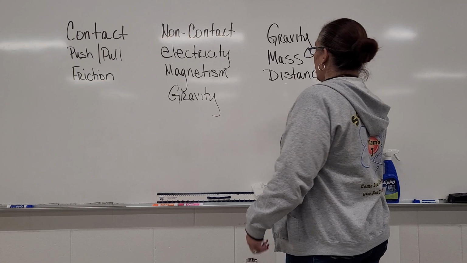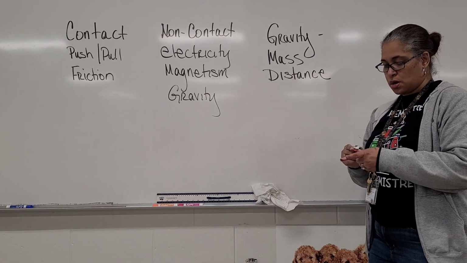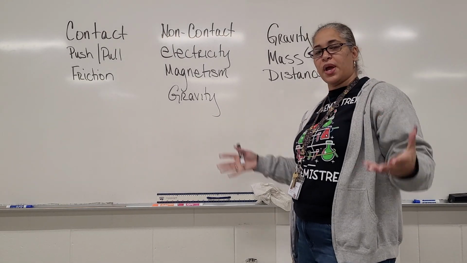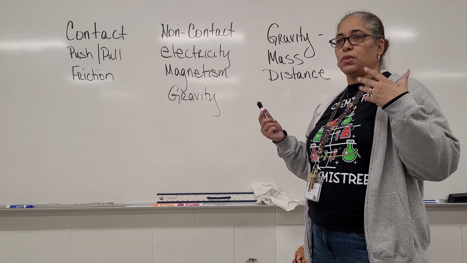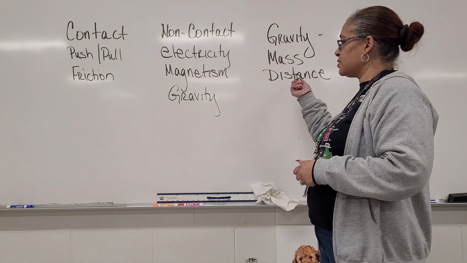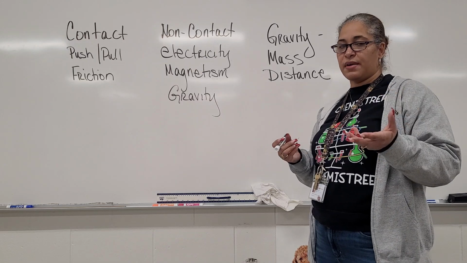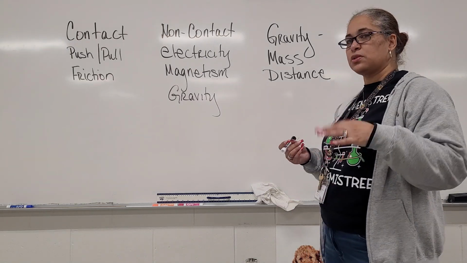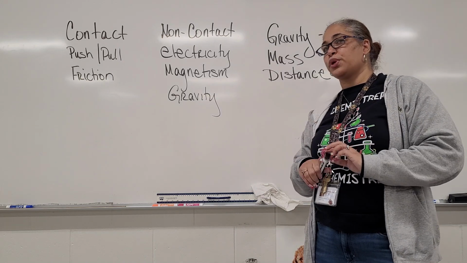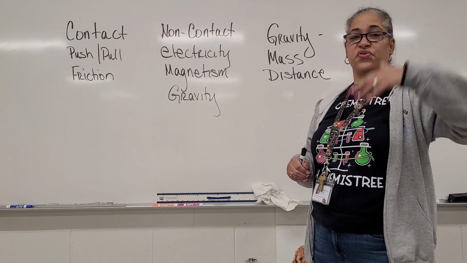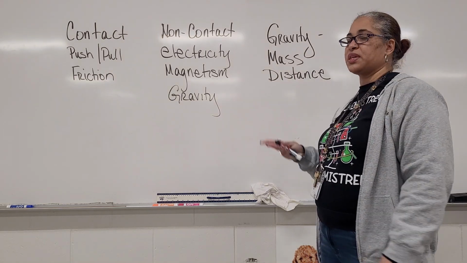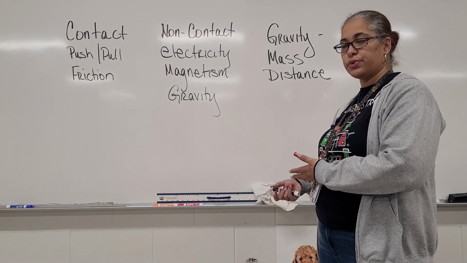So the closer you are, the greater the gravitational pull between the objects. The further away you are, the lower the gravitational pull between the objects. As far as mass, the greater the mass, the greater the gravitational pull. The lower the mass, the lower the gravitational pull. So the least gravitational pull would occur with something with a small mass that is very far away. And the greatest gravitational pull would occur with something that has a larger mass that is very close.